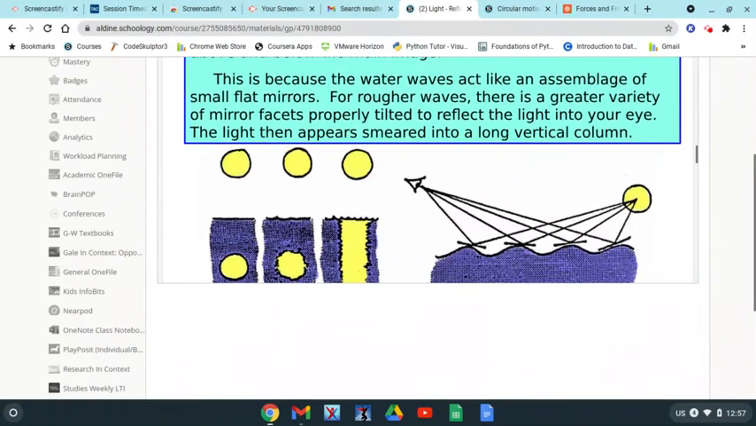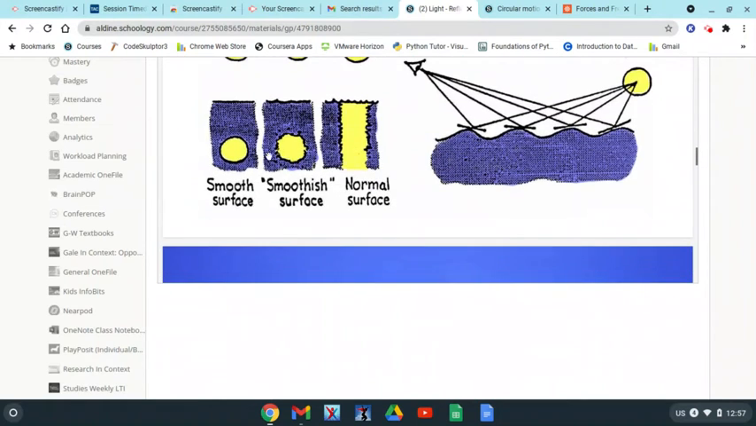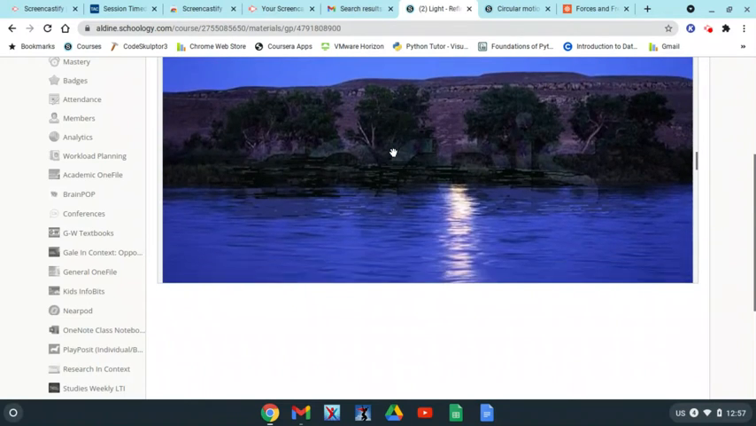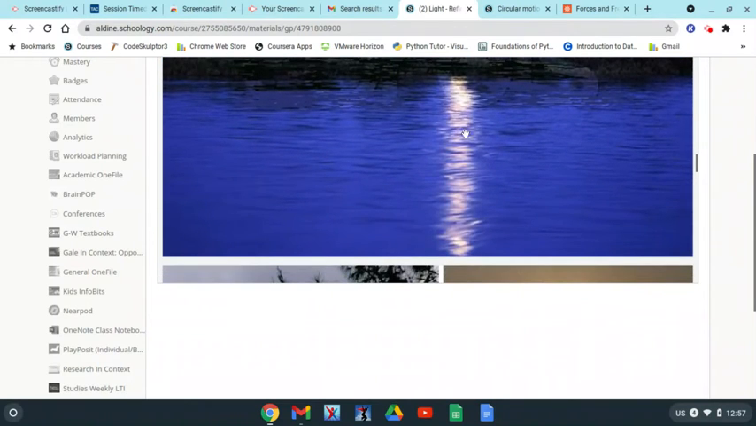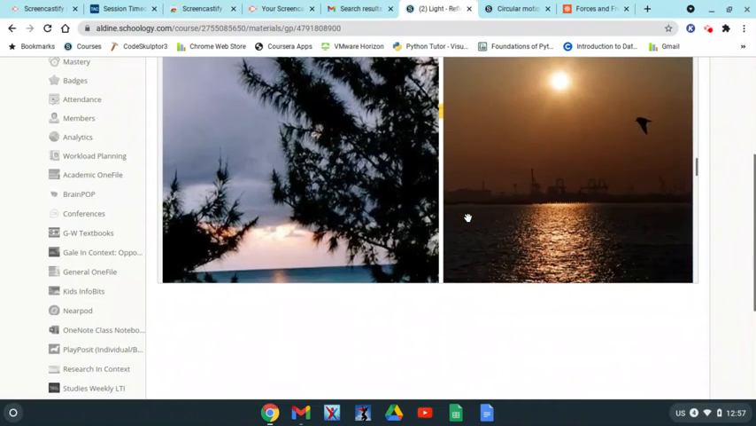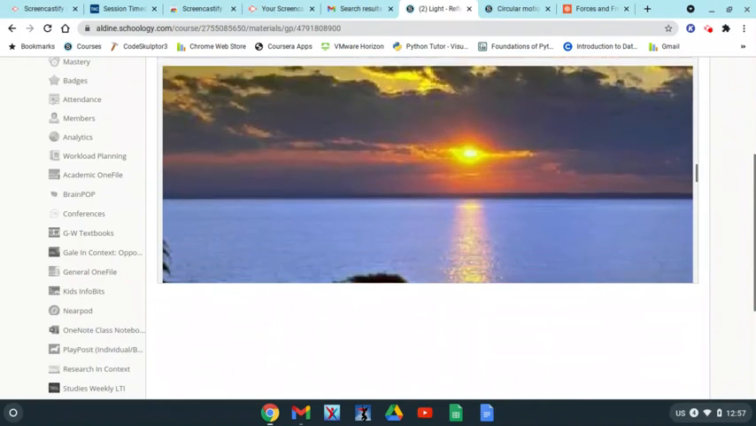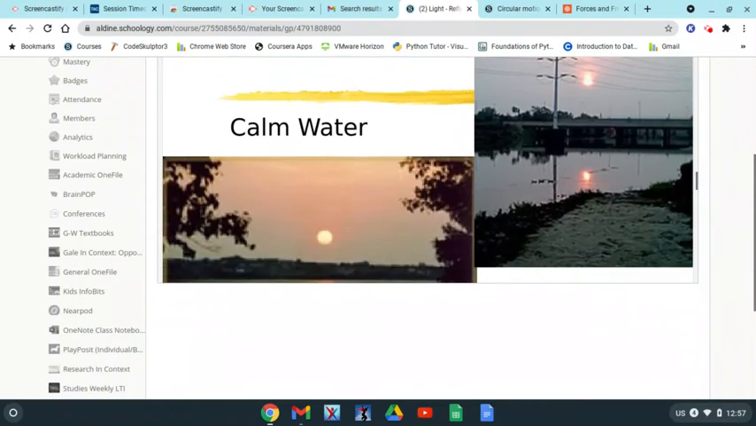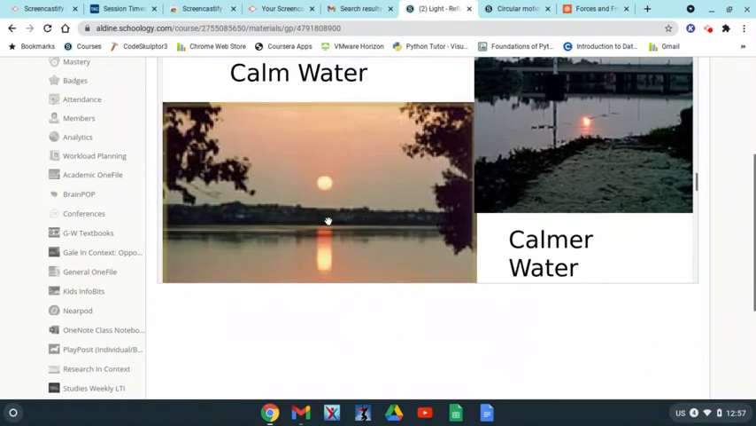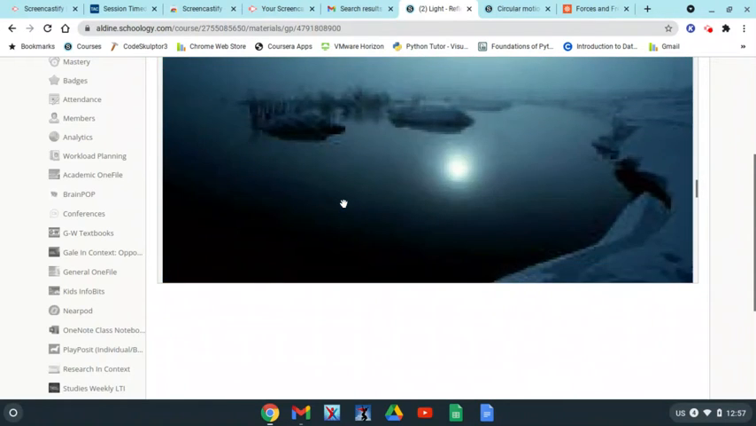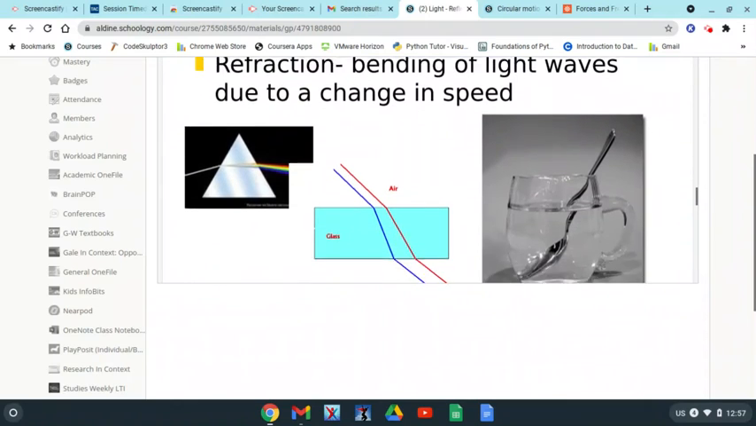You could see that the reflection off of water depends on how smooth the surface is. And so you've kind of seen when it's not very smooth, you have a pattern that looks like this. But if it gets really, really calm, then you might see a dot kind of like that over there. Okay, very calm water back there.